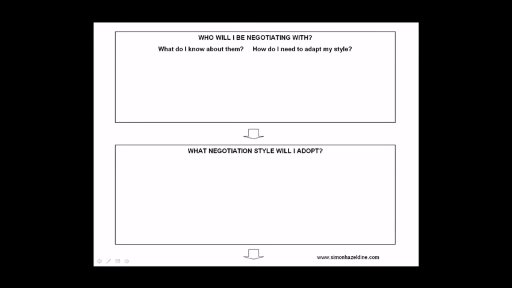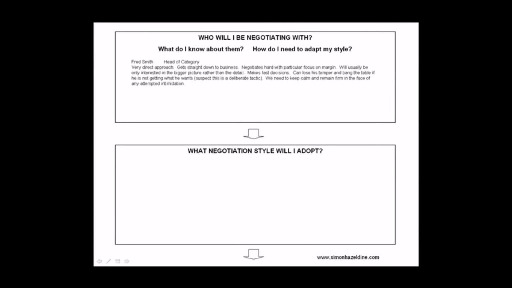Then we need to think about the people we're going to be negotiating with. What do you know about them? What do you know about their style and approach to negotiation? What's their personality like? And how do you need to adapt your style accordingly? Well, in this fictitious example, we're negotiating with two people. Firstly is Fred Smith. Fred's the head of the category.